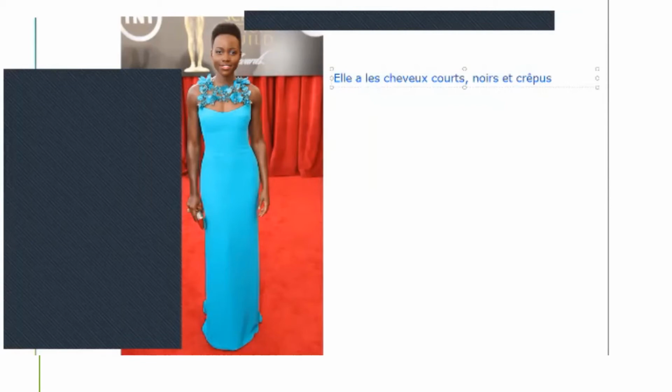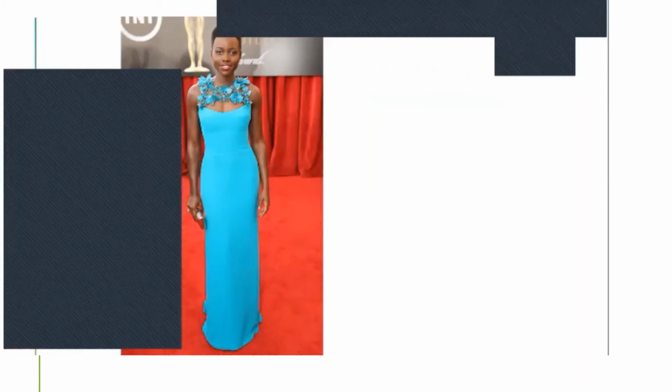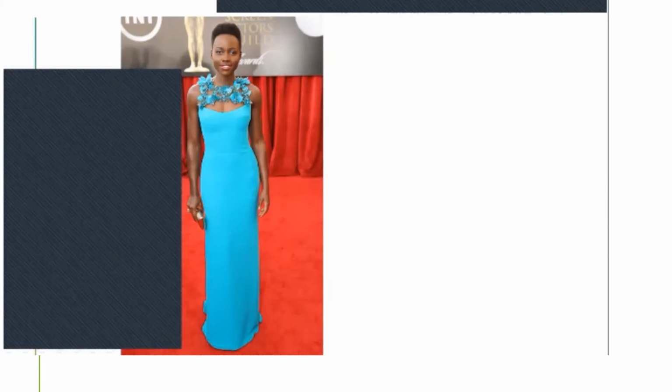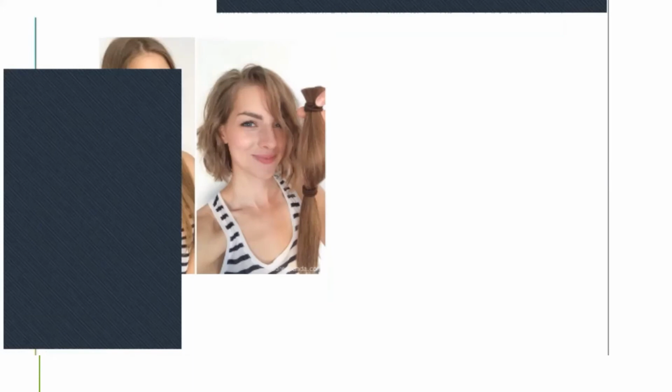Let's look at the next one. Elle a les cheveux courts, noirs et crépus. Length, color, texture, LCT. Oh là là. Let's look at this one.